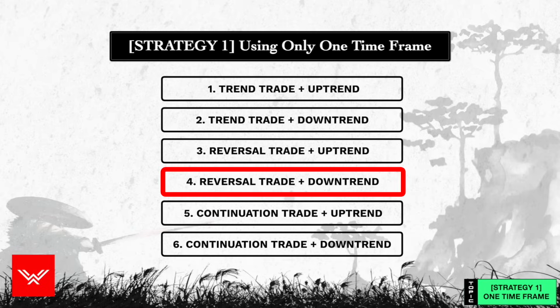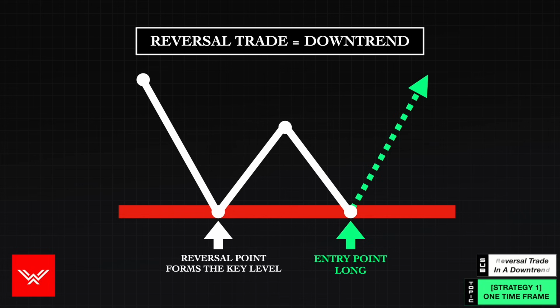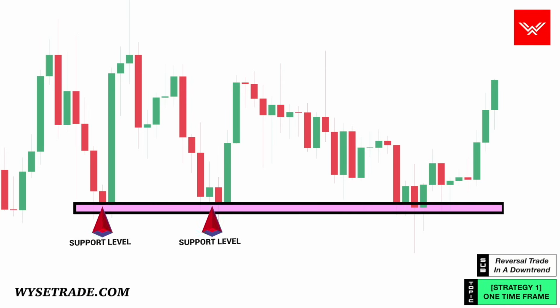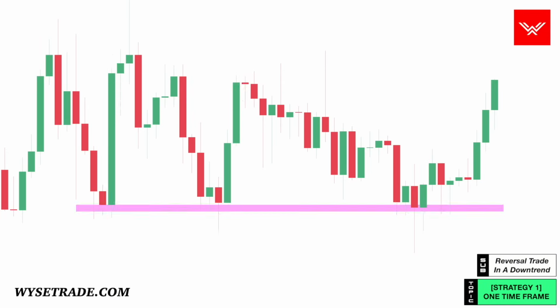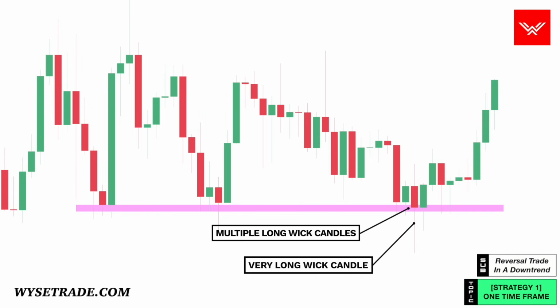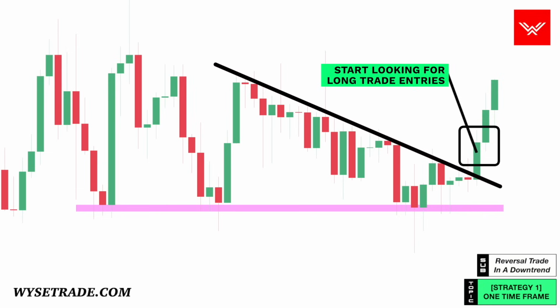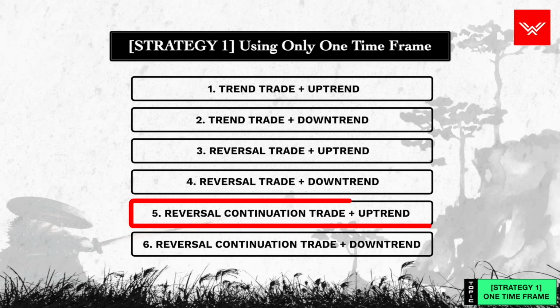A reversal trade in a downtrend. Here is the anatomy of the variation. Now on the charts, you have your key level of support because of these two reversal points here. As price reached the level, you had multiple long wick candles, including a very long wick candle. This setup here allowed for a trend line to be placed like this. Once you had your breakthrough and above here, the reversal is confirmed, and then that is when you would take a long trade entry.